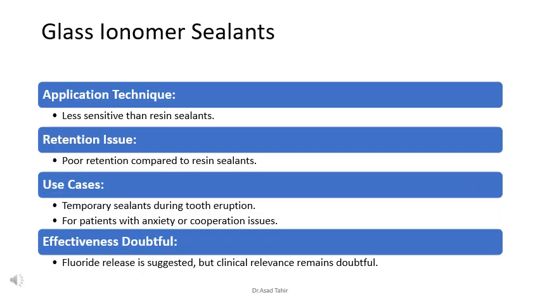Glass ionomer sealants and their application technique. They are less sensitive than resin sealants during application. Retention issue: glass ionomer sealants generally have poor retention compared to resin sealants.